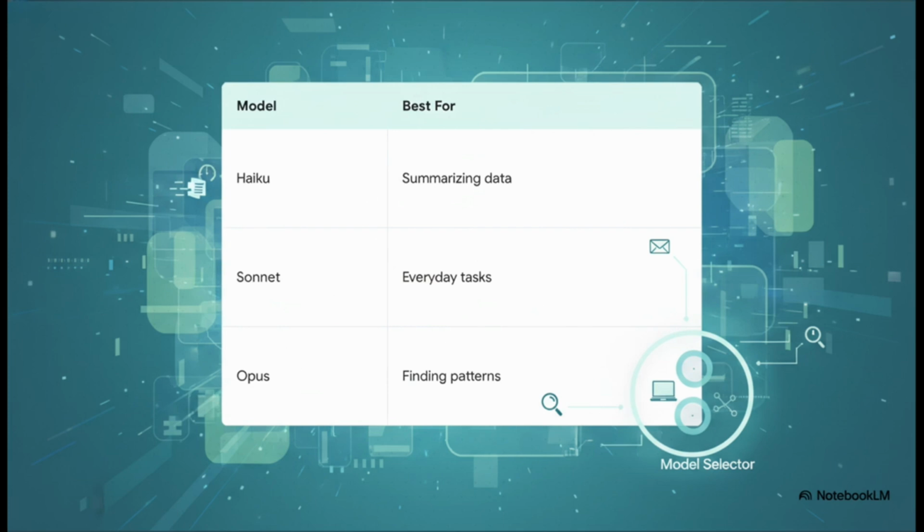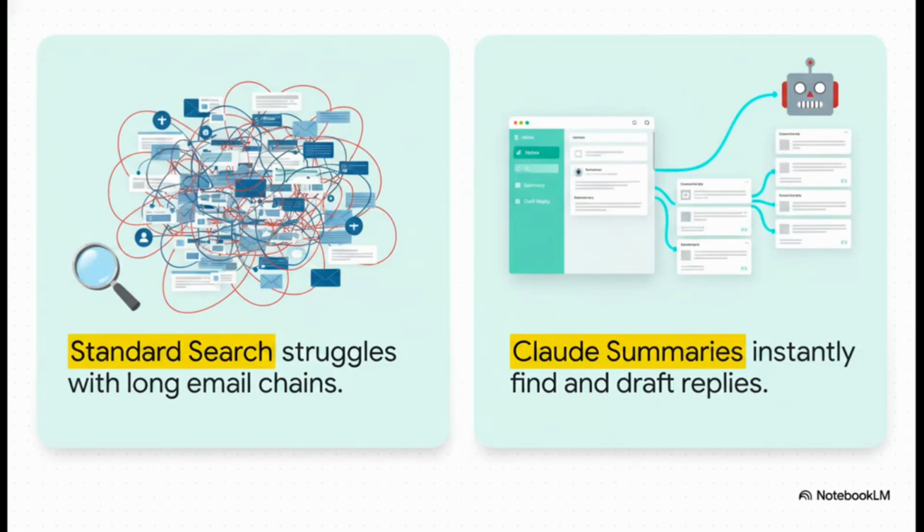Then you have Sonnet. That's your daily workhorse, perfect for everyday tasks, drafting emails, that kind of thing. But when you need to find really complex patterns or crunch deep metrics, Opus is your heavy lifter. Sure, you can set it to auto-adapt, but taking manual control here, that is how you seriously optimize your speed. Which leads perfectly into hack number 3, the Gmail connector.